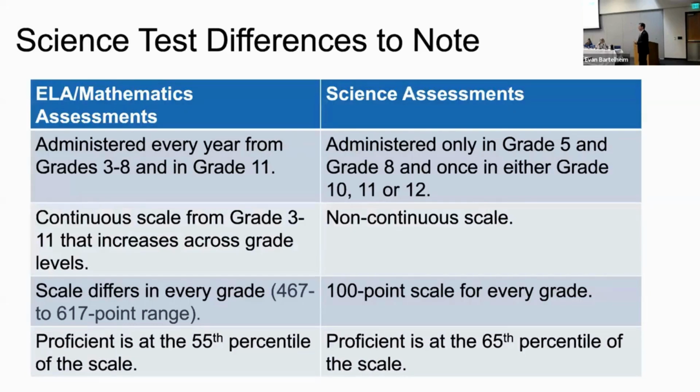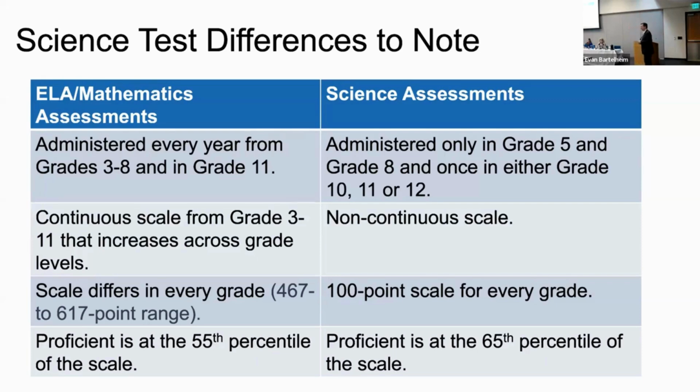Like I mentioned, the science test is very different, and here are some differences that were noted by the CDE in making the case for why maybe distance from standard is not completely comparable between the two tests, even though they ultimately landed on going with the distance from standard calculation. As you know, Smarter Balanced ELA and math are administered to grades 3 through 8 and 11 every year. Science is only administered in 5th, 8th, and then one time in high school.